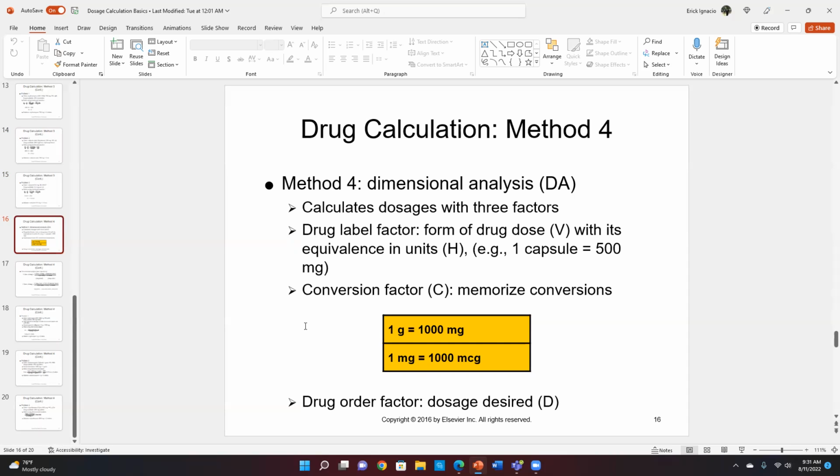And then there's a conversion factor. So you do have to memorize these conversions. Every 1 gram equals 1,000 milligrams, and every 1 milligram equals 1,000 micrograms. So the drug order factor is going to be equal to D.